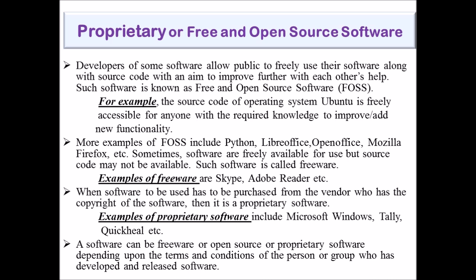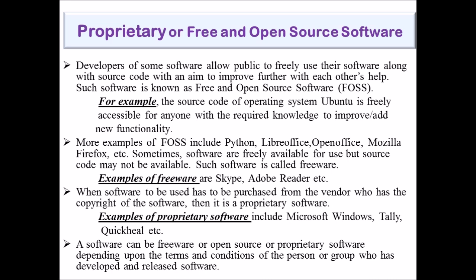Let's discuss this topic, proprietary or free and open source software. The developers of some software allow the public to freely use their software along with the source code. Source code means the developers provide you the code in which that software is prepared, with an aim to improve it further with each other's help. Such software is known as free and open source software.